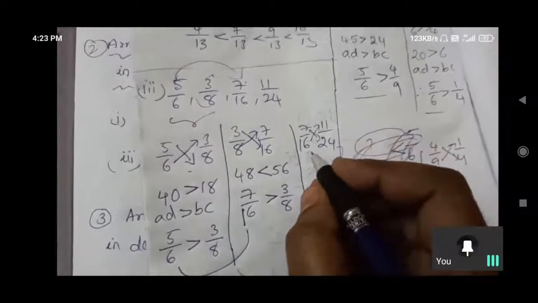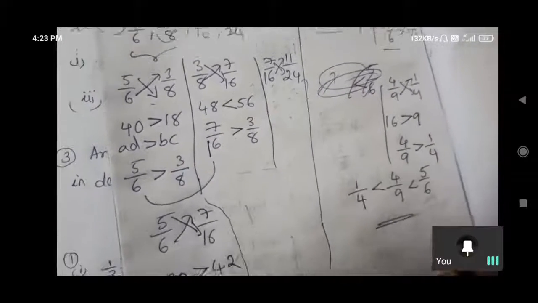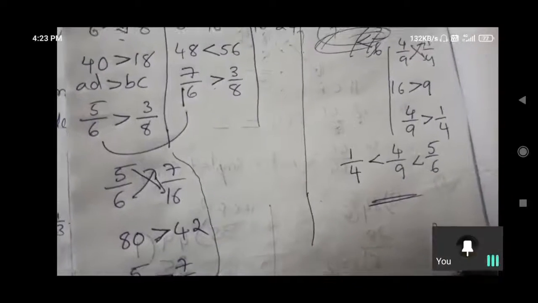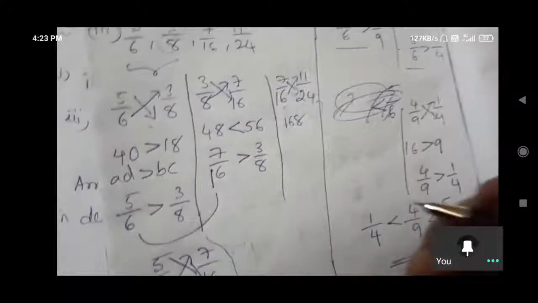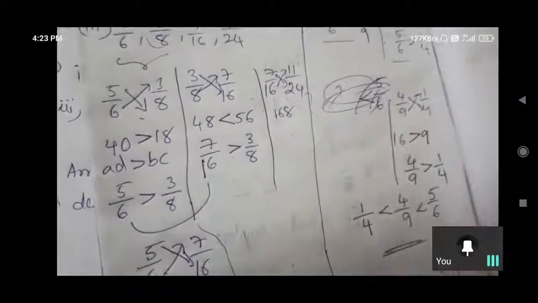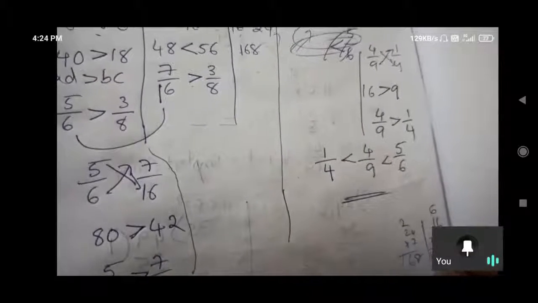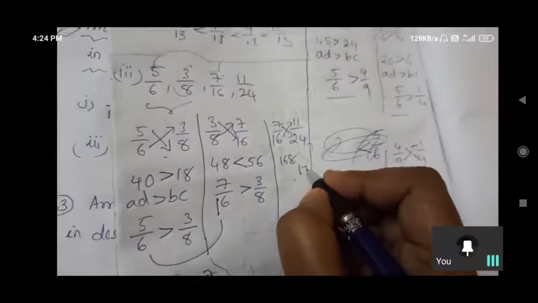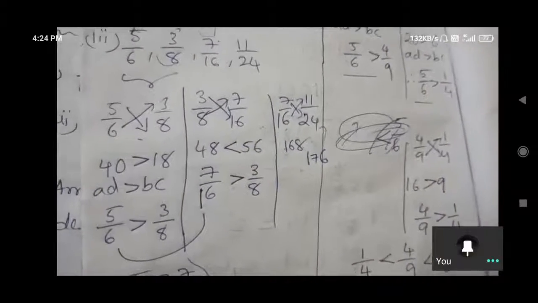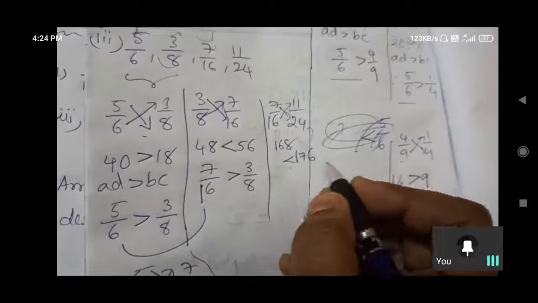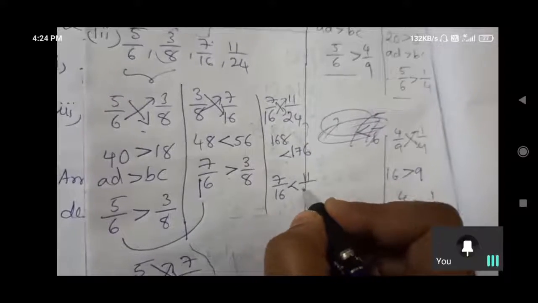So 24 into 7. 24 7s are, 7 4s are 28. 7 2s are 14 plus 2, 16, 168. Yes, 168. And 16 11s are, 11 6s are 66. 11 1s are 11 plus 6, 17. 176. Okay, which one is bigger? 176 is bigger.